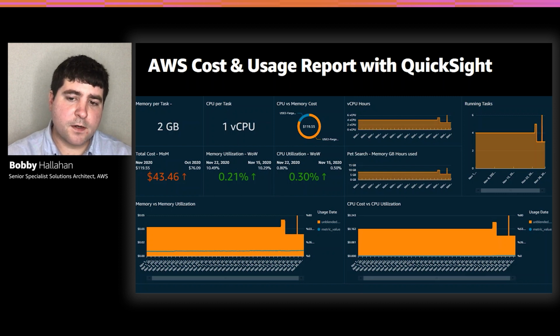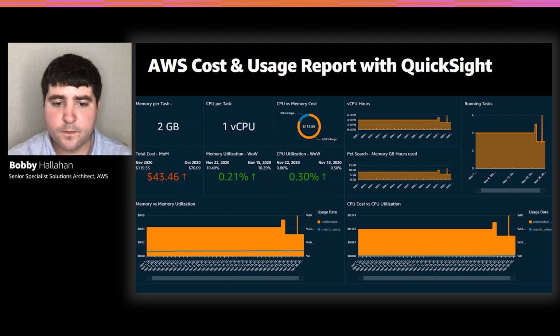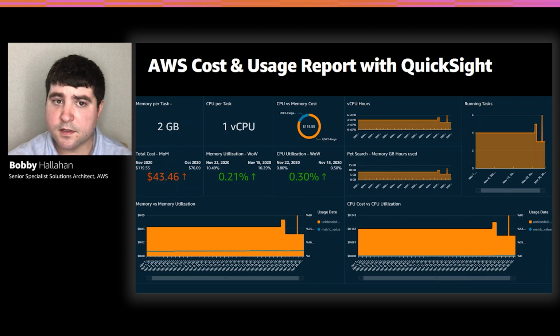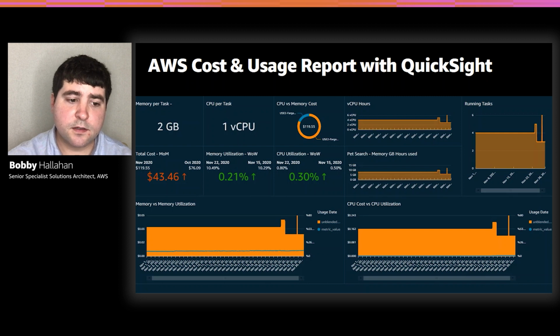And then from this visual, we can see there's a few things that are generated from metric data and a few things that are generated from cost and usage data. However, where I'd like to draw your attention to is the bottom two visualizations. Here we can see memory cost versus memory utilization, as well as CPU cost versus CPU utilization. So on memory cost, we can see that orange, represented by the orange bars, is our hourly unblended cost. So this is how much that memory usage is costing us hourly.